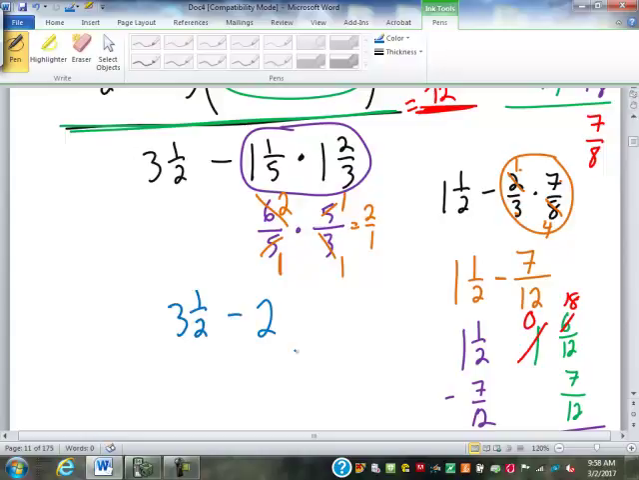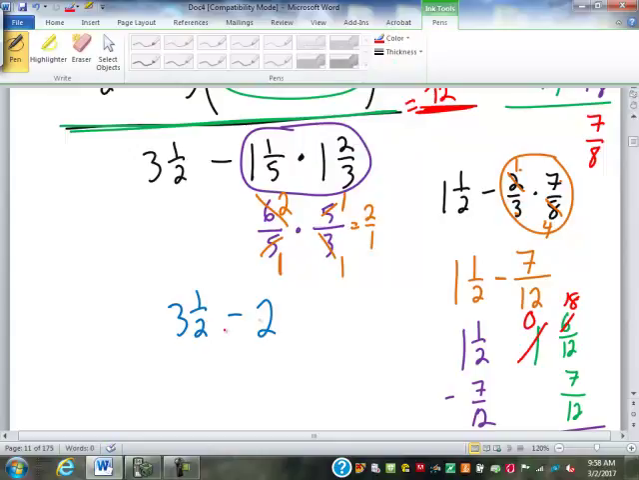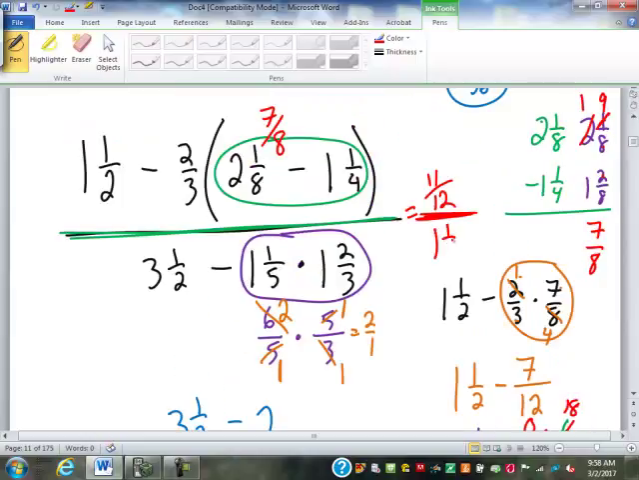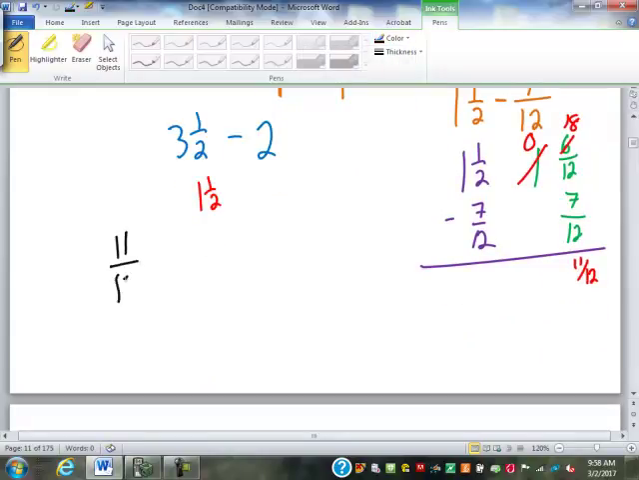So I have 3 and 1/2 minus 2, which is 1 and 1/2. We subtract the 2 from the 3. There's nothing to affect the fraction. That's 1 1/2. So we now have 11/12 divided by 1 1/2. So I'm going to write that out down here. 11/12 divided by 1 1/2.